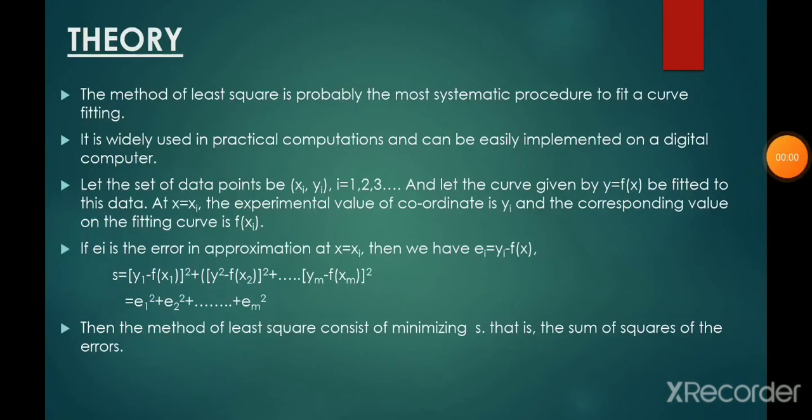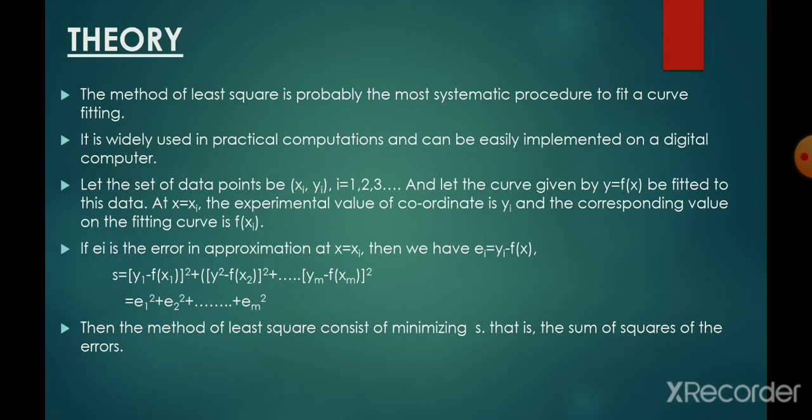So now we are discussing the theory of least square fit. The least square method is probably the most systematic procedure to fit a curve through the given data points. It is widely used in practical computations and can easily be implemented on a digital computer. It can easily be done with Python coding.